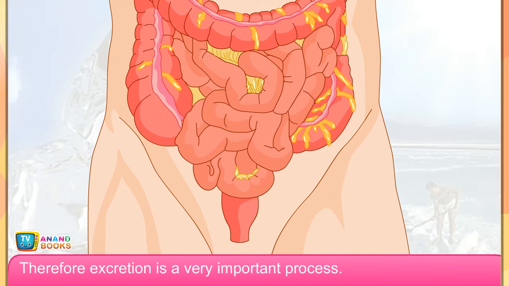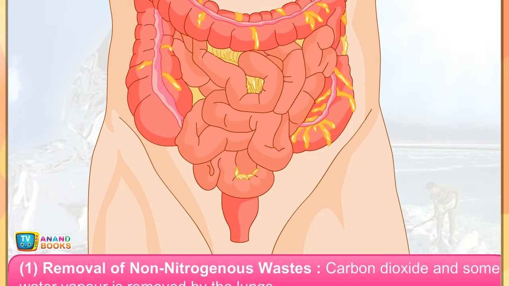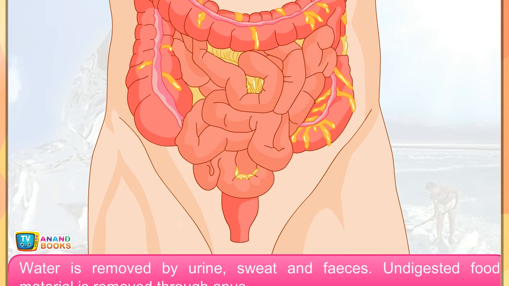Therefore, excretion is a very important process. Number 1. Removal of non-nitrogenous wastes. Carbon dioxide and some water vapor is removed by the lungs. Water is removed by urine, sweat and feces. Undigested food material is removed through the anus.